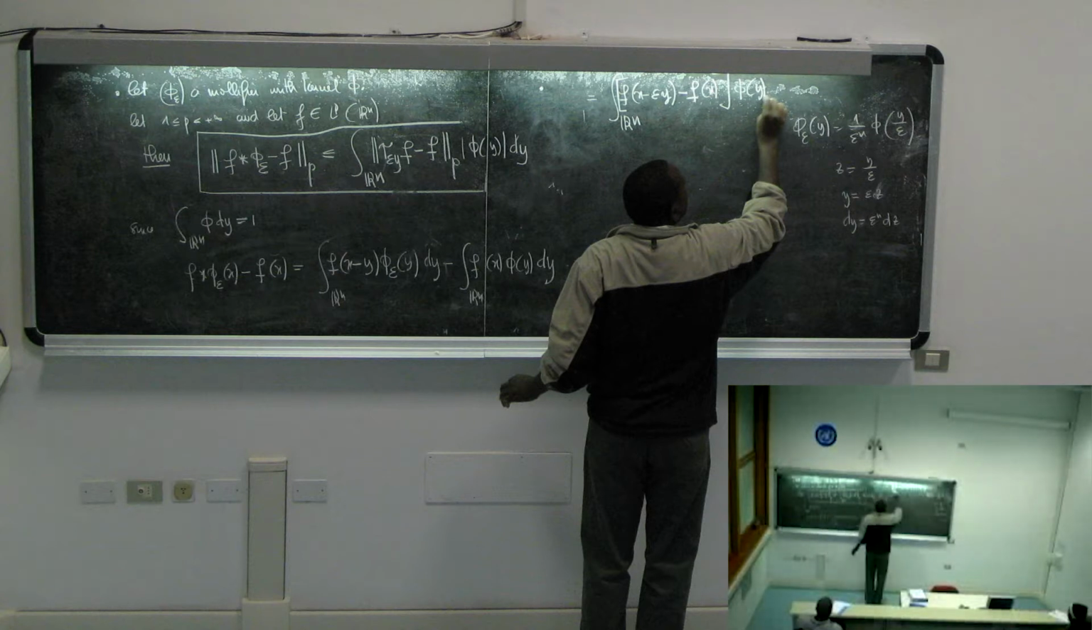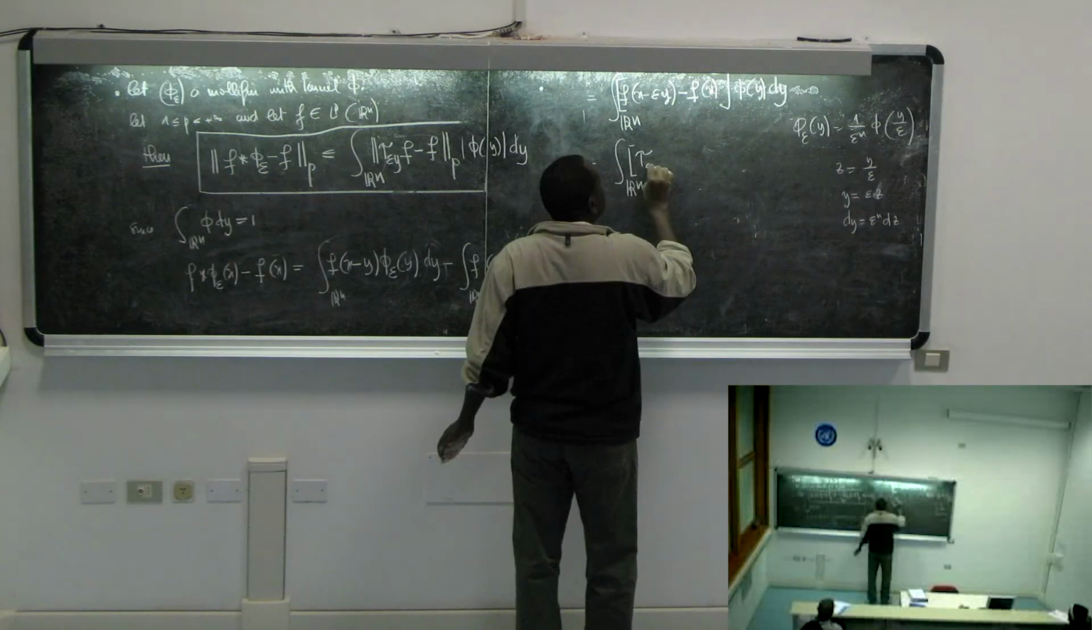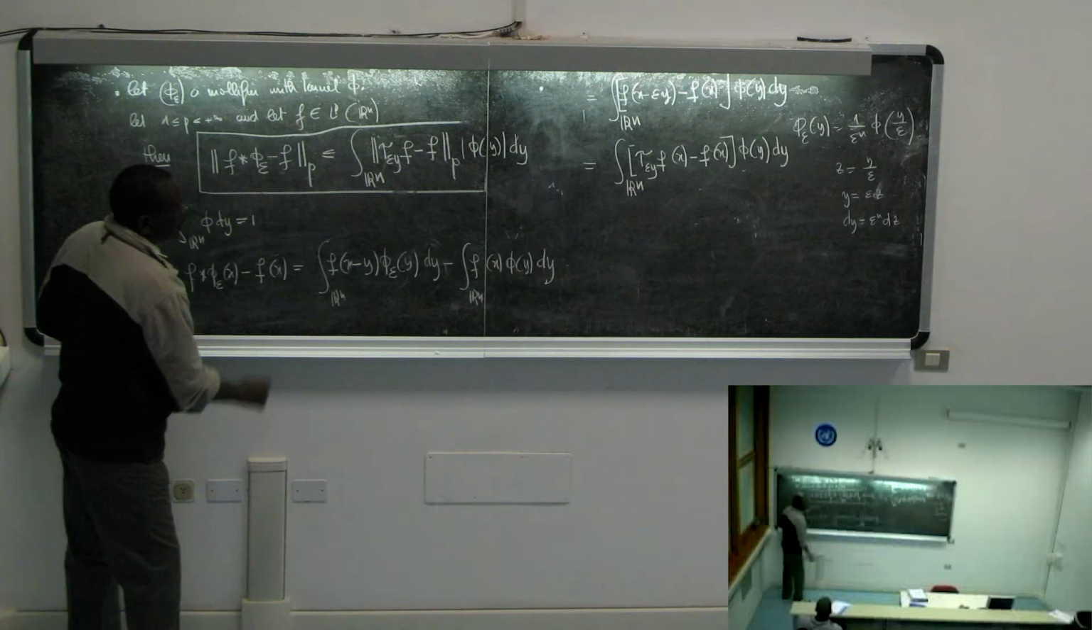And I can write this by using tau. So this is the integral over Rn of tau epsilon y f of x minus f of x, times phi of y dy. This is what we have. So this term is nothing else than this one.